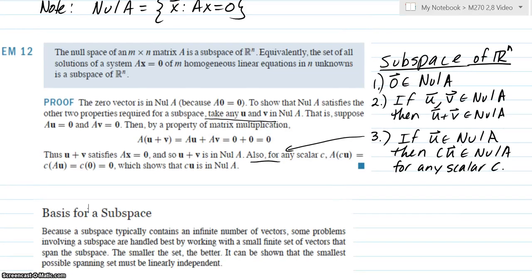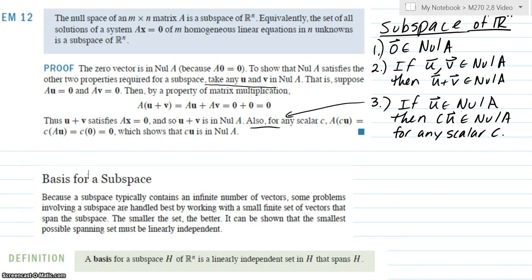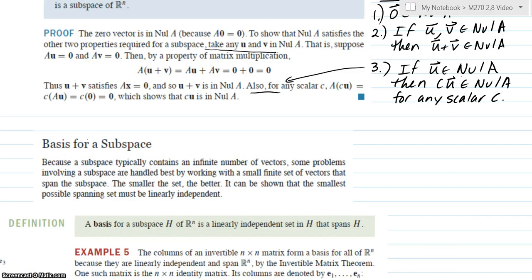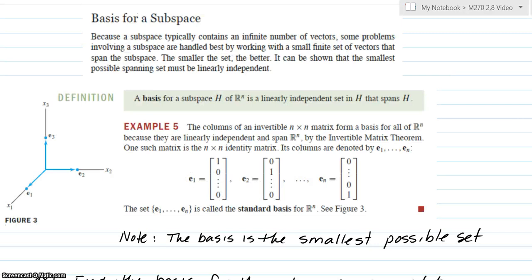So let's now talk about what a basis for a subspace is. I'm just going to read the first paragraph of the book here. Because a subspace typically contains an infinite number of vectors, some problems involving a subspace are handled best by working with a small finite set of vectors that span the subspace. The smaller the set, the better. It can be shown that the smallest possible spanning set must be linearly independent. Which brings us to the definition of what a basis is.